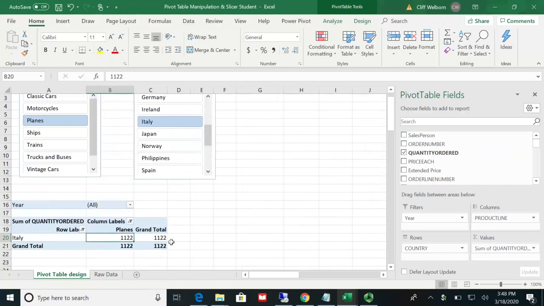And so now when we think about what this table is showing us, it tells us that just for Italy and just for planes, the sum of the quantity ordered, so how many planes they ordered, was 1,122. So that looks like the question that was asked.